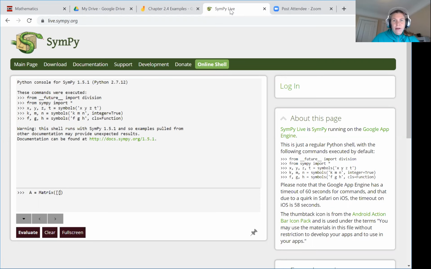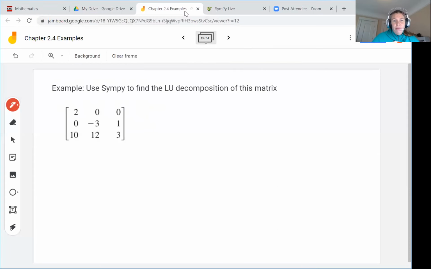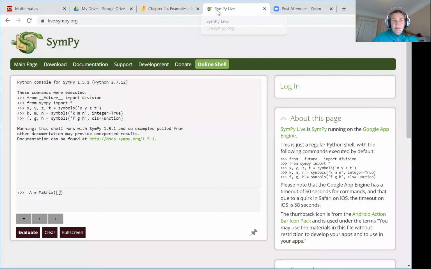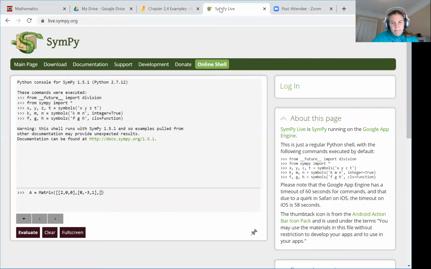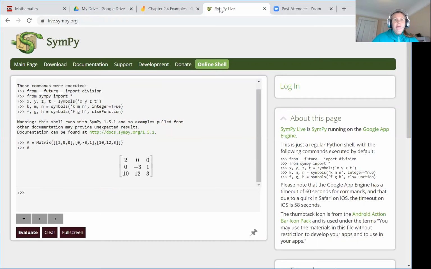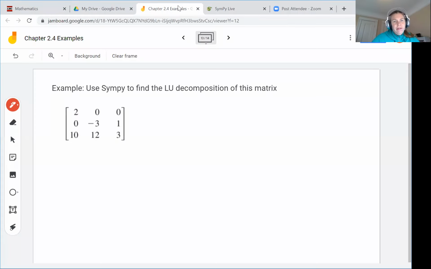and then, I've got to go back and look at my values. So 2, 0, 0, 0, -3, 1. And then my last row is 10, 12, 3. All right, and I can type A just to verify that's a match for the matrix I had over here in my example.